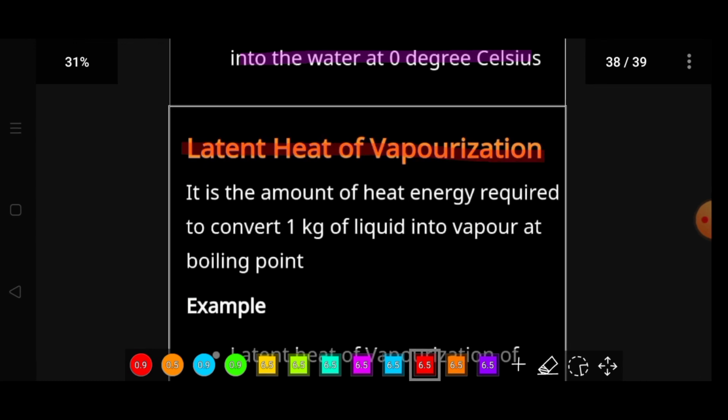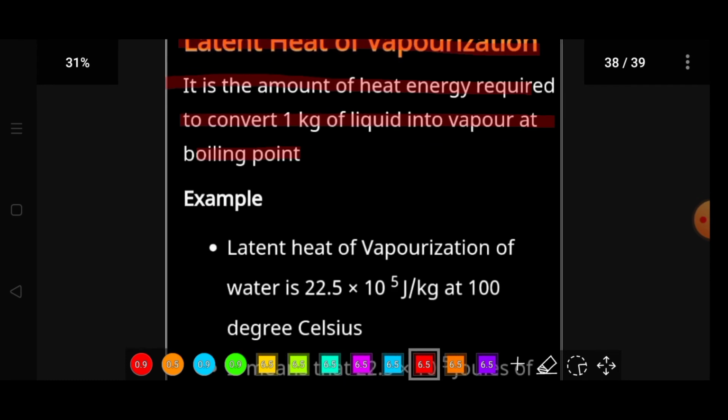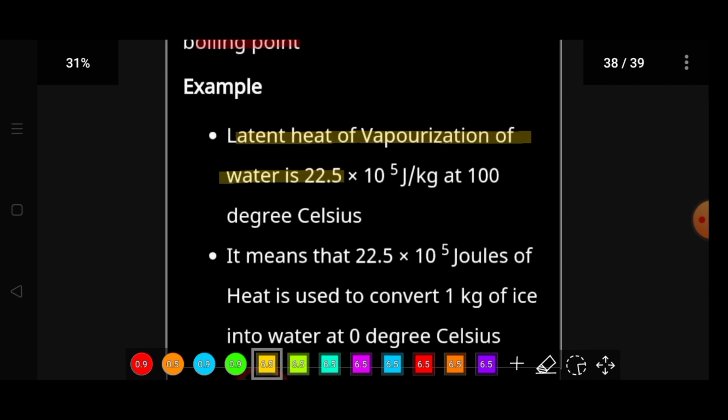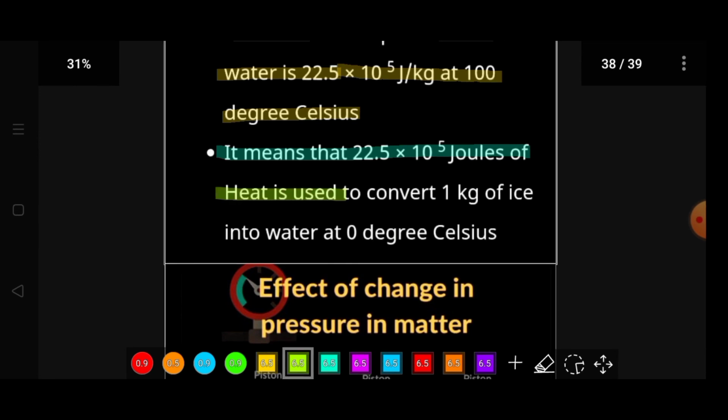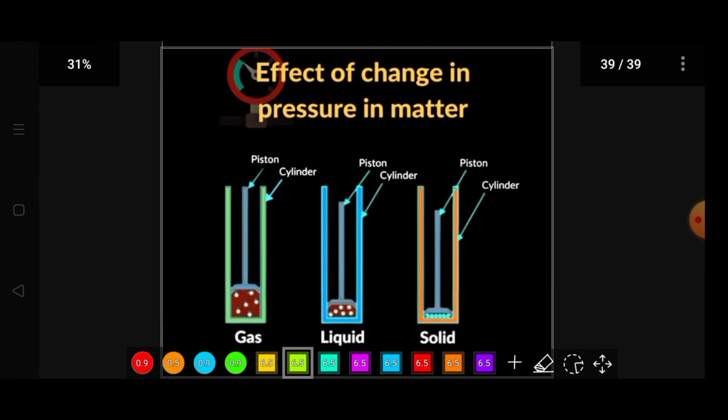Latent heat of vaporization. It is the amount of heat energy required to convert 1 kg of liquid into vapor at boiling point. Example, the latent heat of vaporization of water is 22.5 into 10 to the power 5 joule per kg at 100 degrees Celsius. It means that 22.5 into 10 to the power 5 joules of heat is used to convert 1 kg of water into vapor at 100 degrees Celsius.